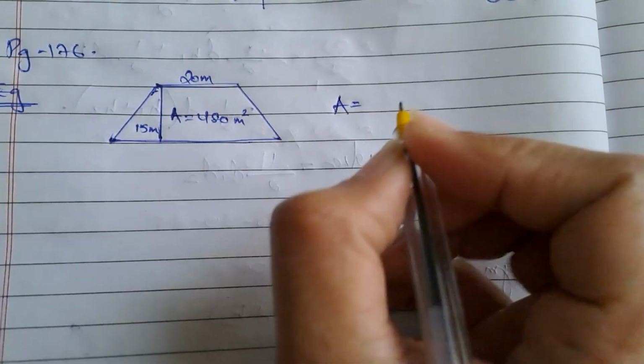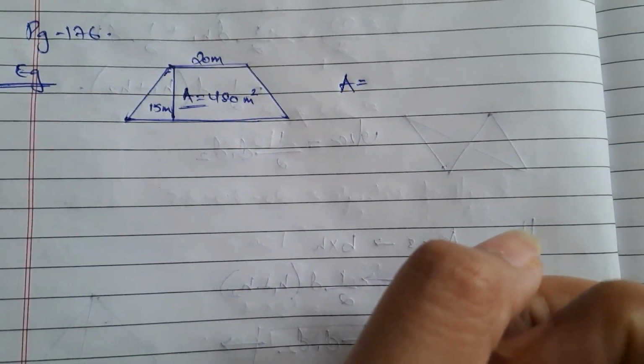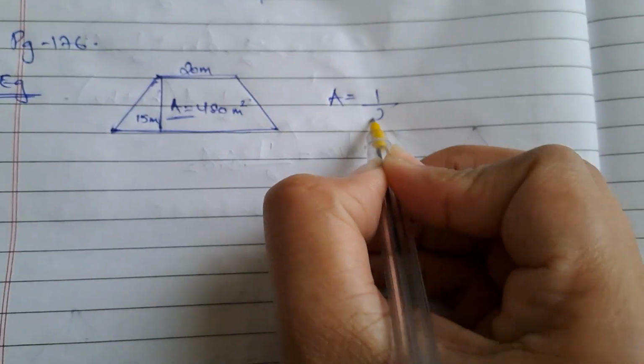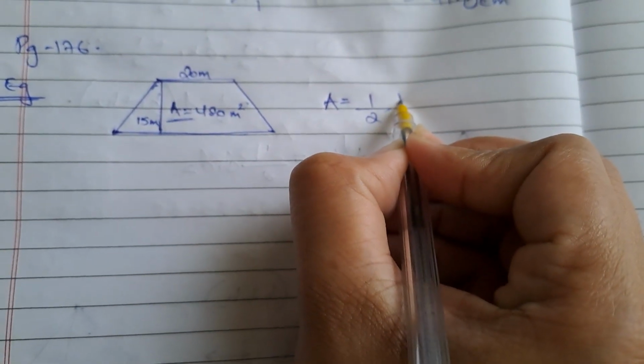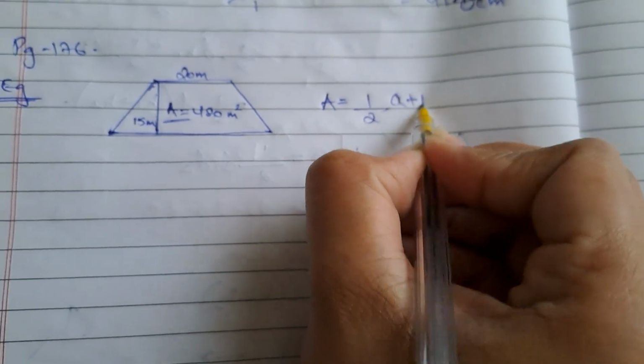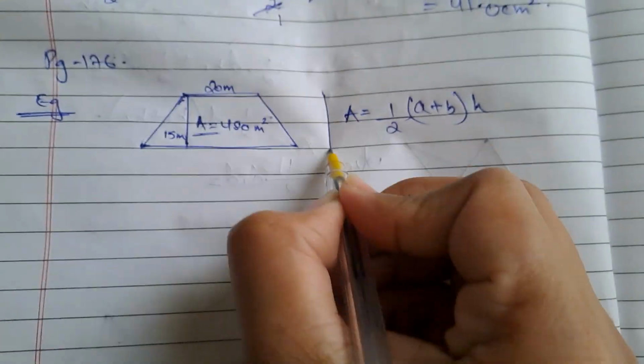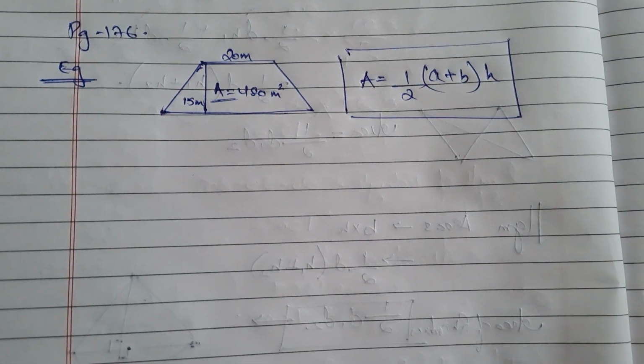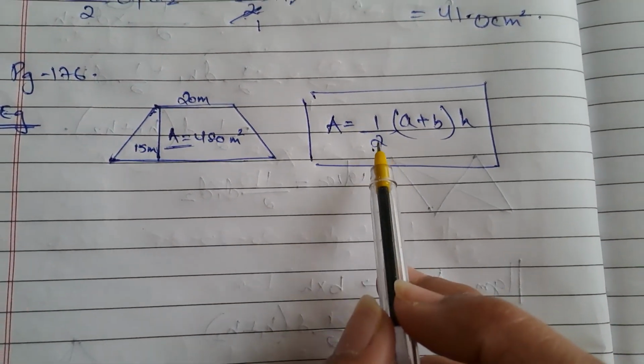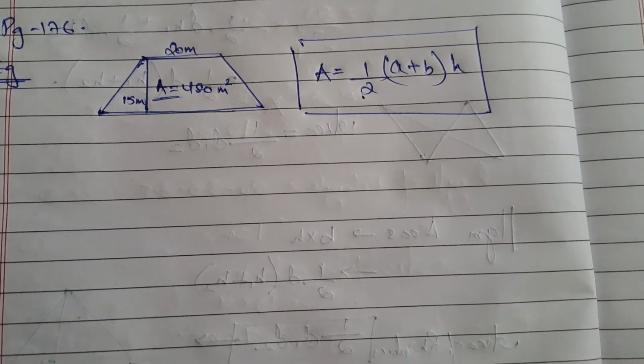Oh my god, how am I going to find it out? Nothing. What is the formula for area? Area is given to me. With that only we can find it out, right? So what is the formula for area? Half A plus B into H. This is the formula for your trapezium. What is the formula? Half A plus B into H is given to me here.